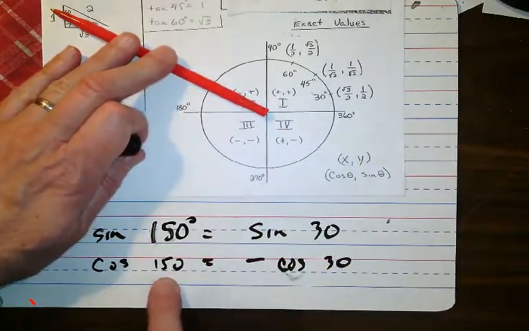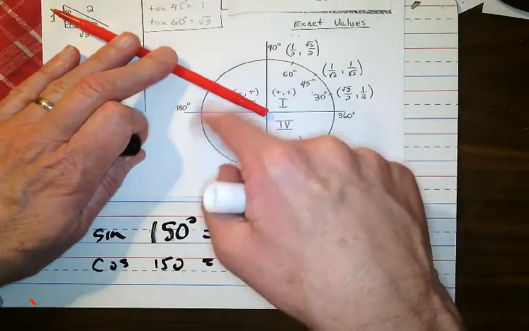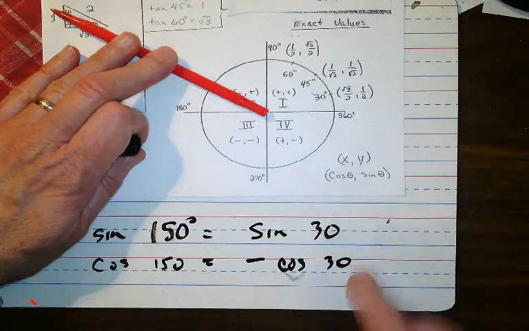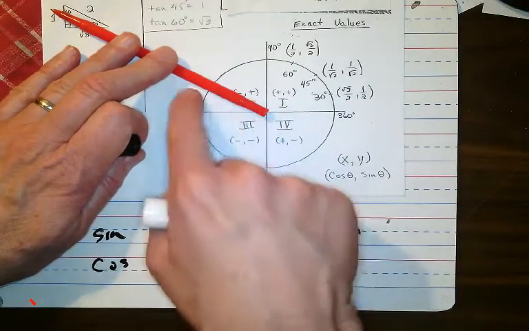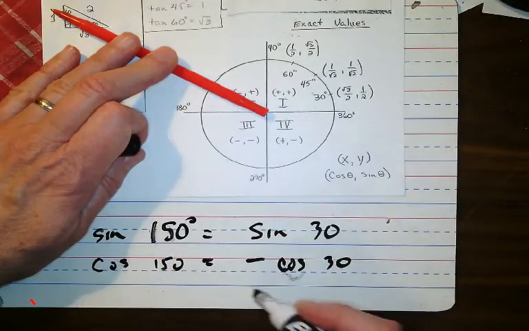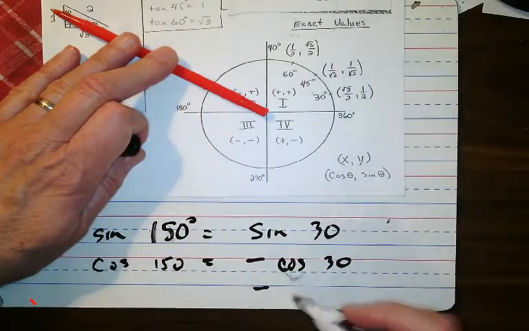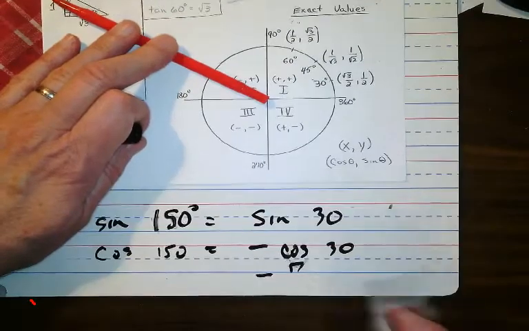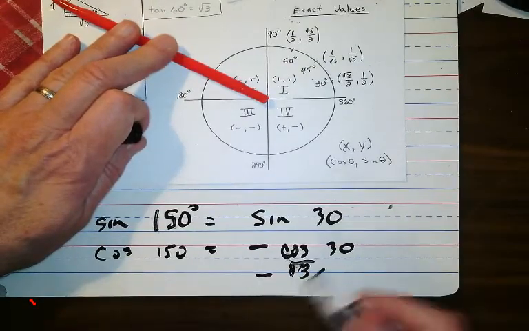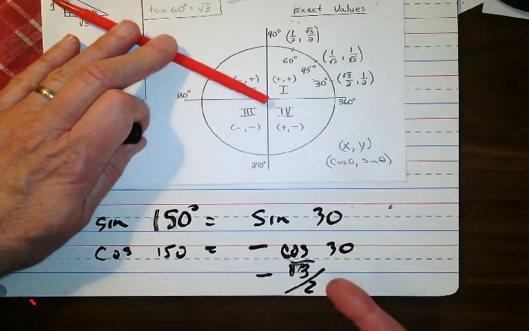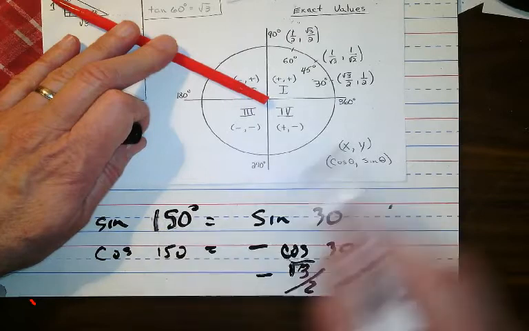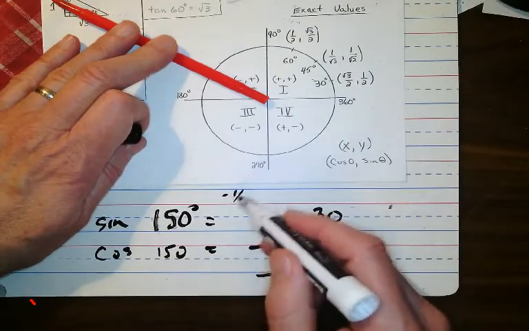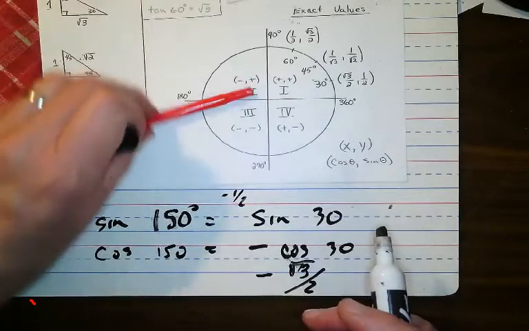So if I want to know the exact value, since I know 150 is the same thing as 30, it's got the reference angle, then if I know what the cosine of 30 is, then I know that the cosine of 150 is negative square root of 3 divided by 2. I know that for sure. And I know that the sine of 150 is exactly 1/2. Right? Now what if our angle was over here?